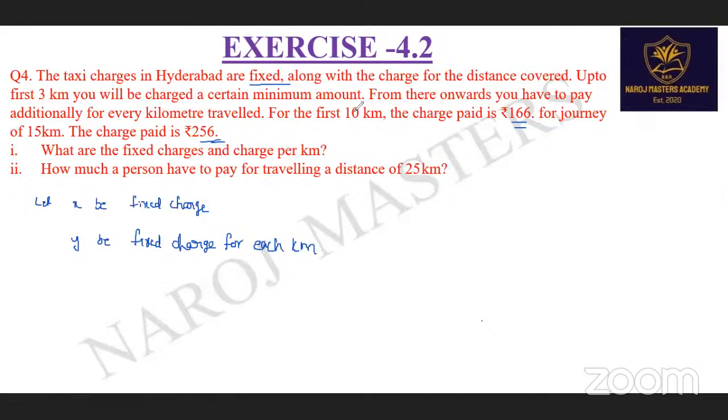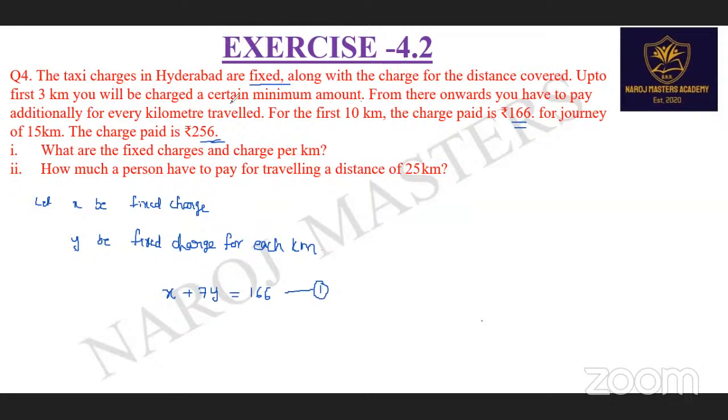For the first 10 kilometers, how much did he pay? The first 10 kilometers means x is the fixed charge for 3 kilometers, plus, out of 10, 3 gone. So how many kilometers are left? 7 kilometers, and this is per kilometer, so 7 into y. Y is the charge per each kilometer. So this is the fixed charge for 3 kilometers plus 7 kilometers, total 10 kilometers. How much did he pay for the first 10 kilometers? 166 rupees. So this is our first equation.